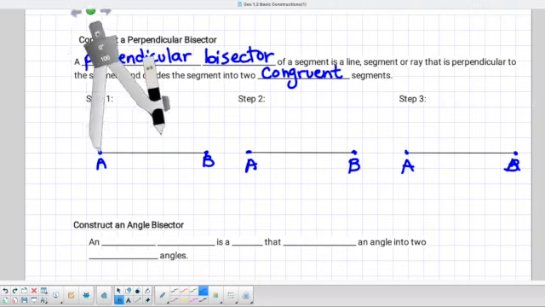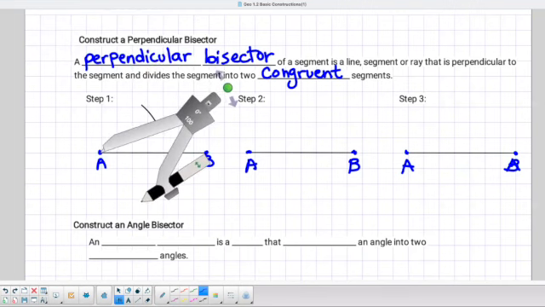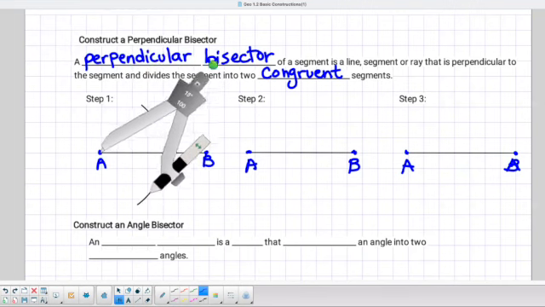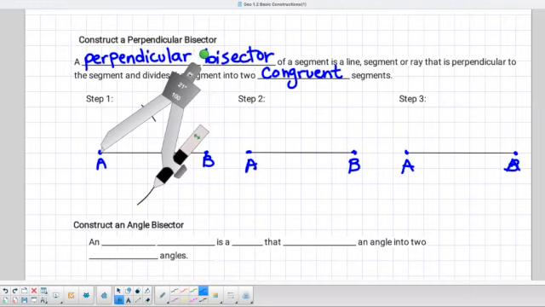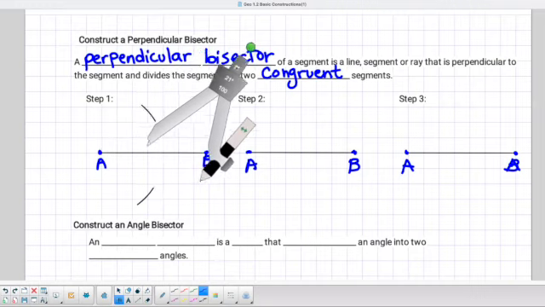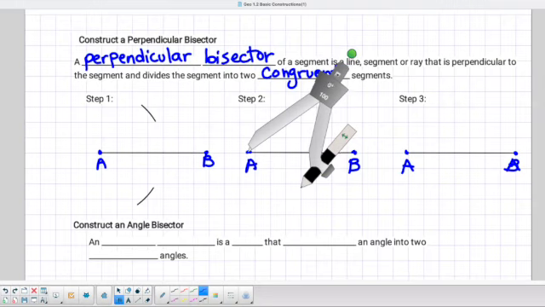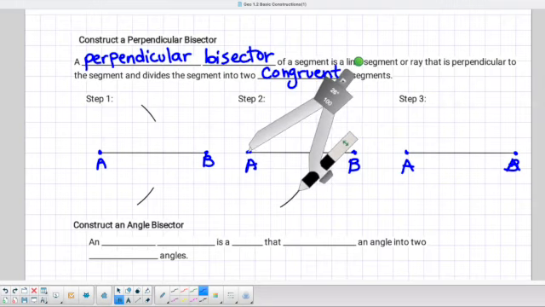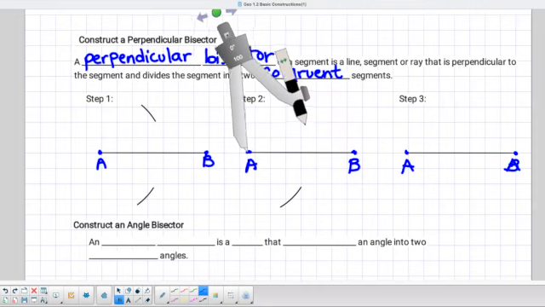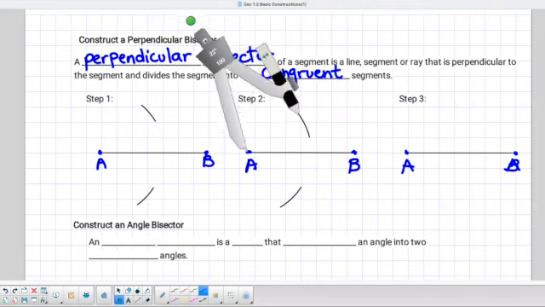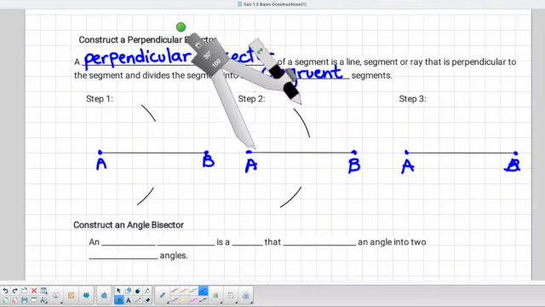And we are going to draw an arc below the segment. And if you just connected those and you made one big half circle, that would be okay as well. Let's practice that again. We'll go over to step 2. Put your point at A, make an arc below, make an arc above. And we'll practice that again.